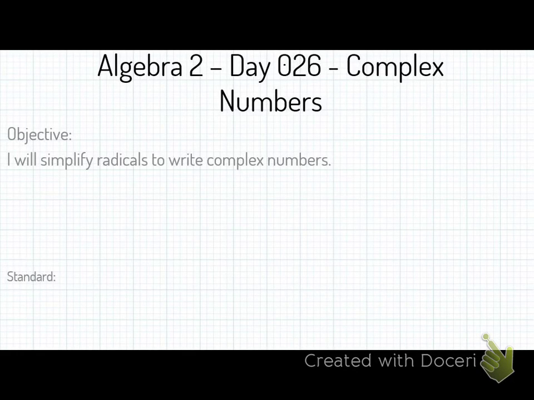Alright, so this is lesson 26 for Algebra 2, or day 26. This is week 6. Wow. Okay. So today you're going to be simplifying radicals to write complex numbers.